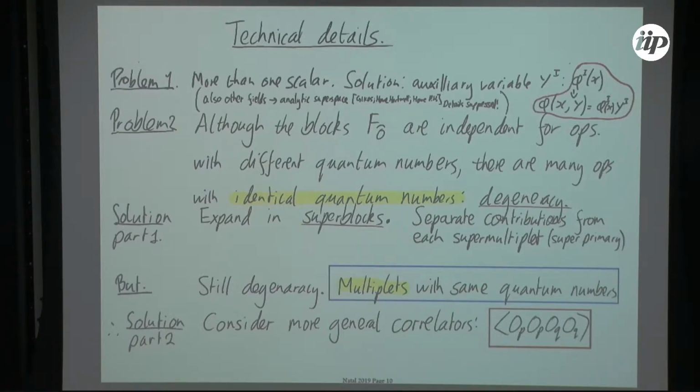But there's still some degeneracy left, as I'll explain. You still get multiplets with the same quantum numbers. And so then you come to the second part, the solution to that, which is to use many different correlators of higher charges, P, P, Q, Q.